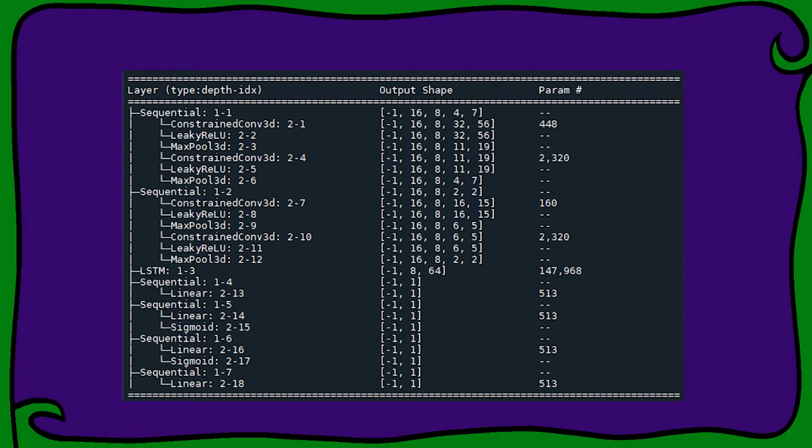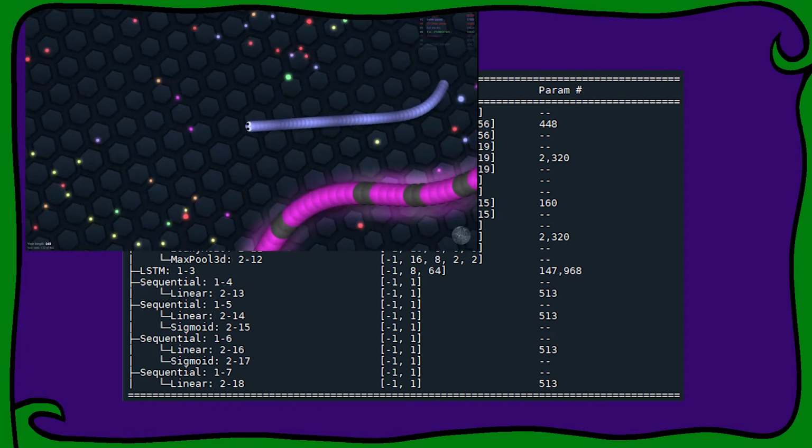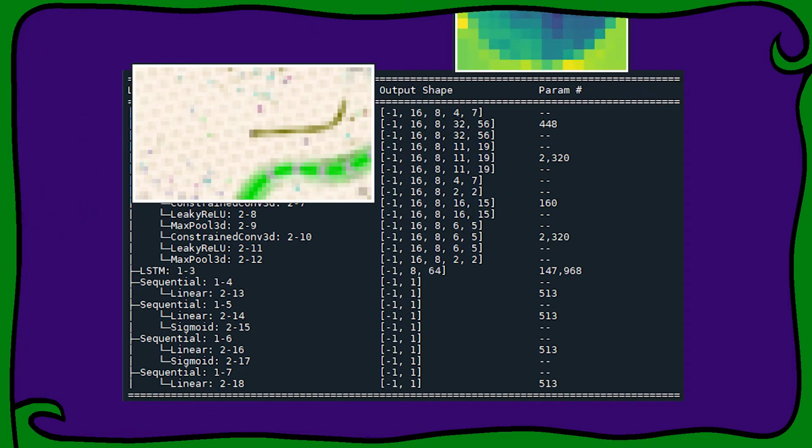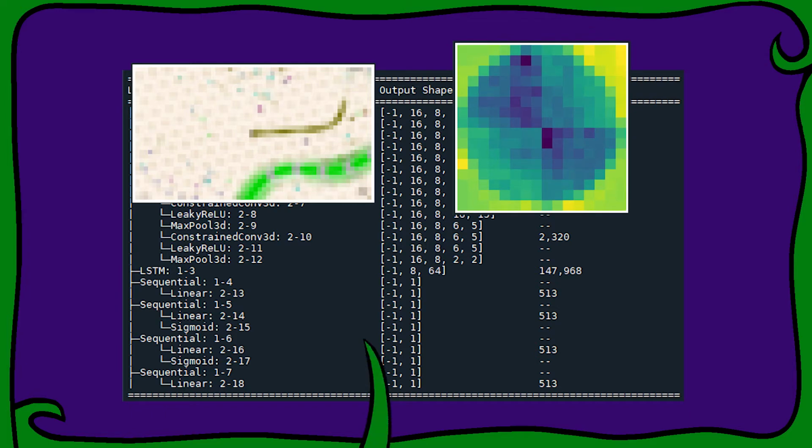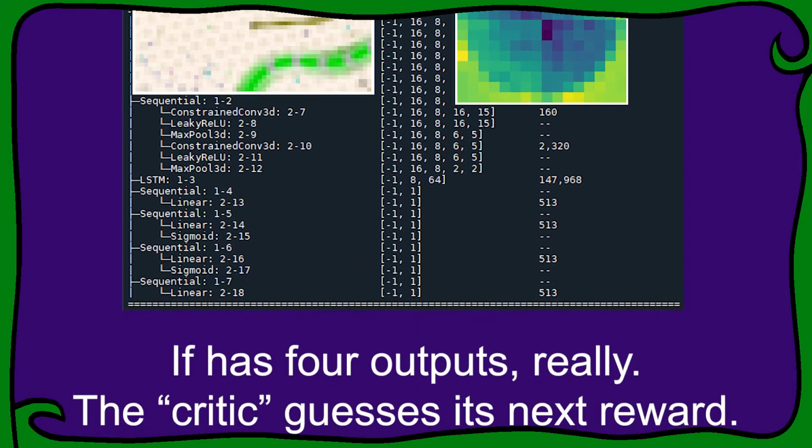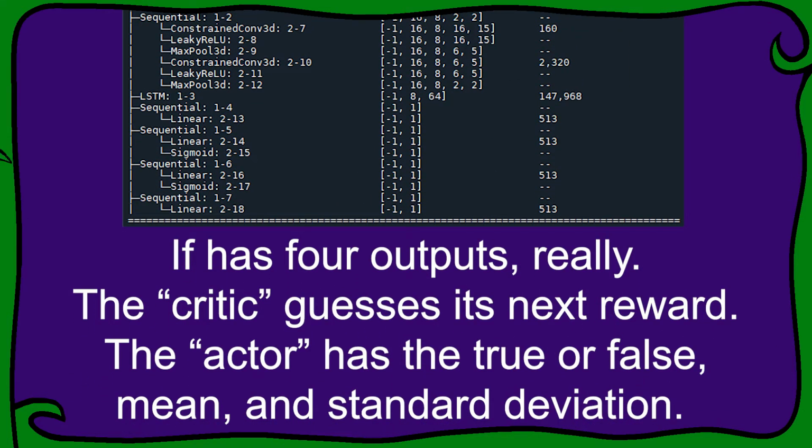It has two inputs. One is a screenshot, scaled down. The other is the minimap. It's part of the screenshot too, but you can't really read it in that squeezed input. That much is easy enough. But the neural network has two outputs. One true or false, whether it's clicking or not, to poop and move faster, that's fine. And a mean and standard deviation describing where its cursor will be to pick the angle of its velocity.